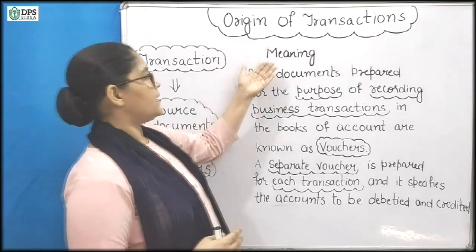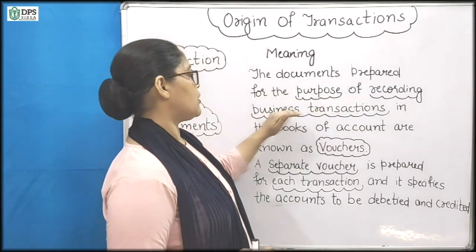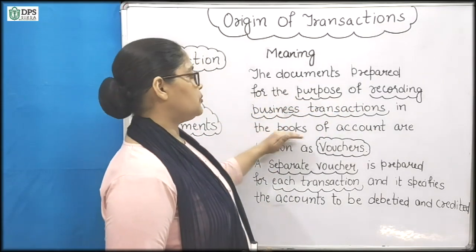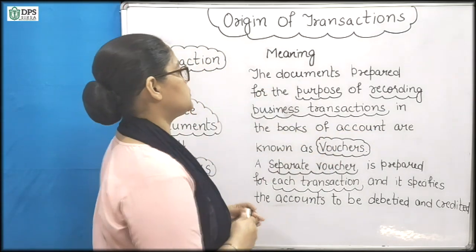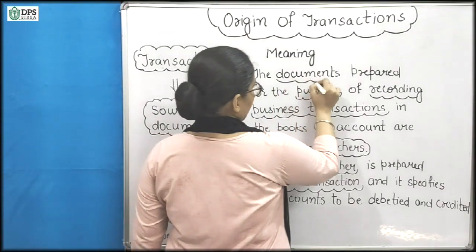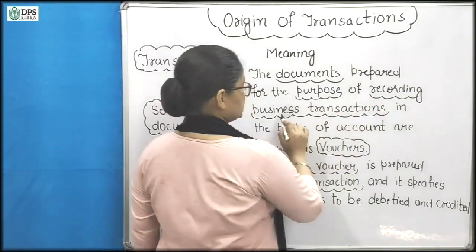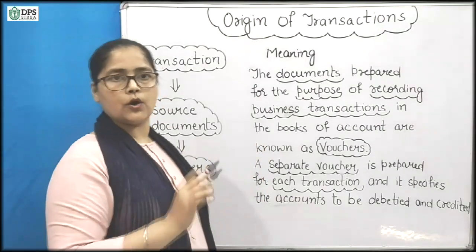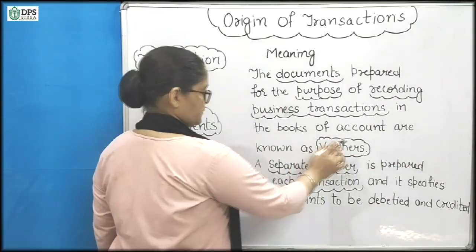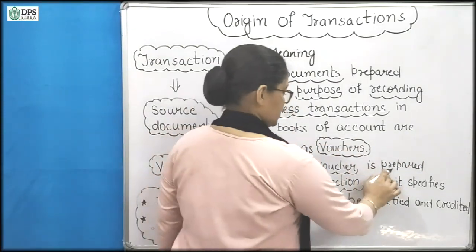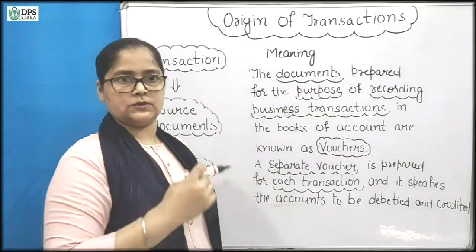I have written the meaning here. The documents prepared for the purpose of recording business transactions in the books of account are known as vouchers. So a voucher is a document, and the purpose of the document is recording business transactions. A separate voucher is prepared for each transaction. For every transaction, a separate voucher is prepared.